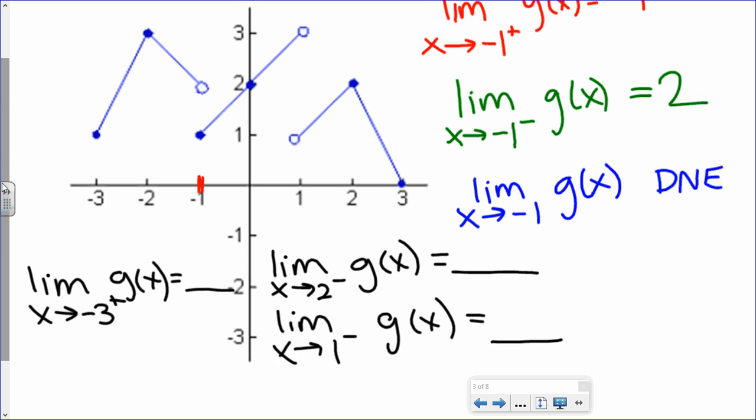Okay, Ashley, what do you think about the limit as x approaches 2 from the left? It would be 2. Okay? I wanted to make sure you understand that even if there isn't a break, we can look at the right and left hand limits separately. Okay? The limit as x approaches 1 from the left. Trevor, what do you think?